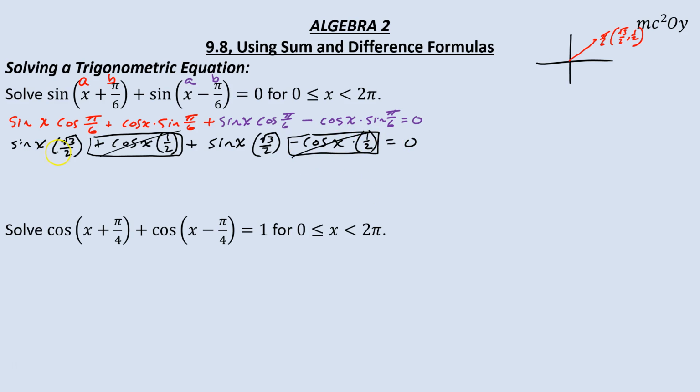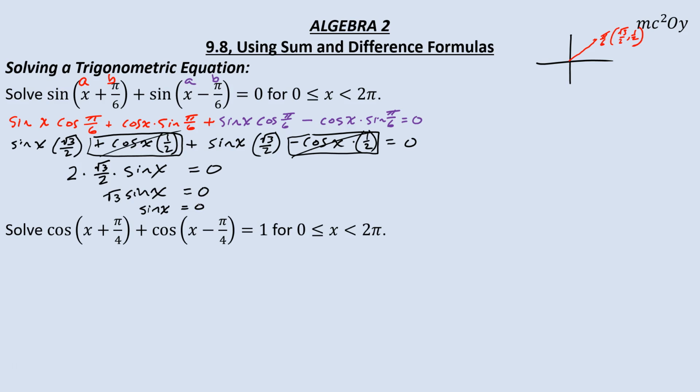And I have sine x times √3/2 plus sine x times √3/2. That means I have two of those. Okay, so I have 2 times √3/2 times sine x. That's what I have. And all of that equals 0. All right, well, these 2's cancel. So I'm left with √3 times sine x equals 0. And divide by √3, I get sine x equals 0.